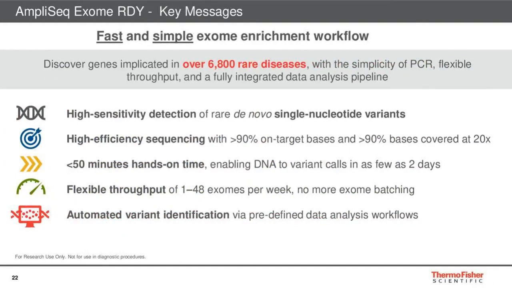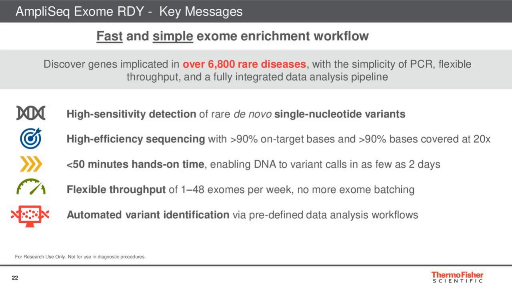So the AmpliSeq exome is a fast and simple exome enrichment workflow. Some of the benefits of using the AmpliSeq exome are the high sensitivity detection of rare de novo SNPs, high efficiency sequencing with greater than 90% on-target bases and greater than 90% of bases covered at 20x.